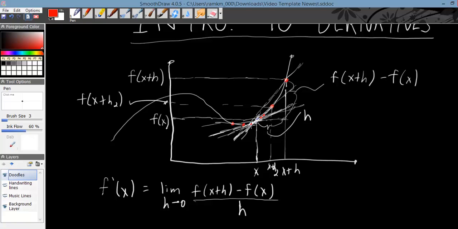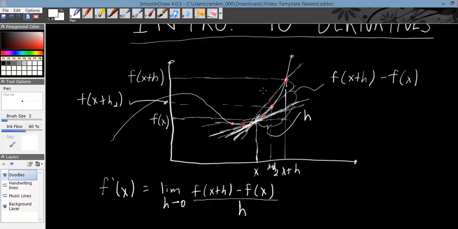Let's say x plus h were here. Then the line we'd be considering the slope of would be here. And you can kind of see that as we let h get closer and closer to 0, even coming in from negative values of h, the line we'll be considering the slope of will be the line tangent to f of x at x. So we now know the limit definition of the derivative of f of x at a general point x.